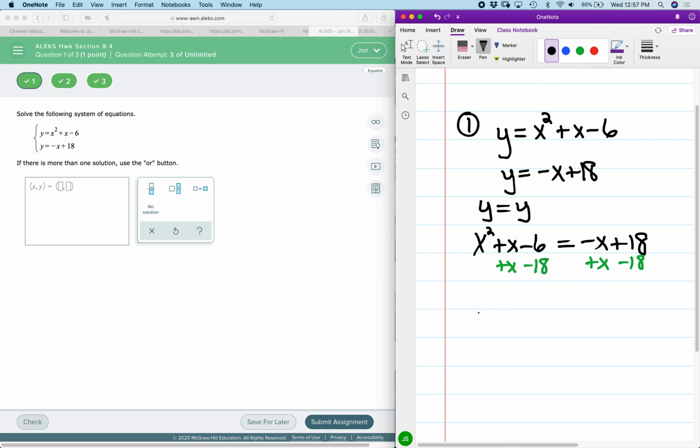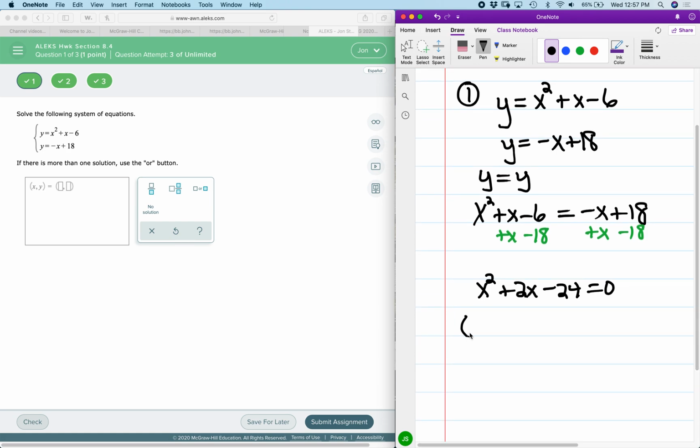and so in the rewrite we're going to have x squared, x plus x becomes 2x, and negative 6 minus 18 is going to become negative 24. Looking at what we have upon factoring, it looks like we'll have the quantity x plus 6 times the quantity x minus 4 is equal to 0. From the zero product property, if x plus 6 is equal to 0, we have x is equal to negative 6. If x minus 4 is equal to 0, we have that x is equal to 4.